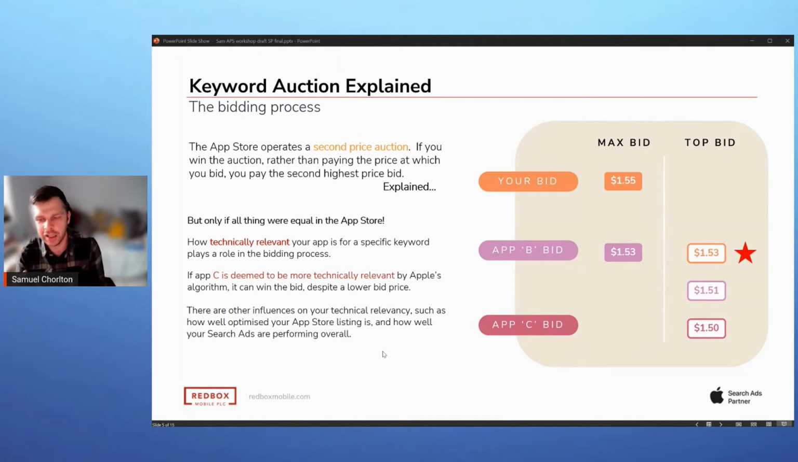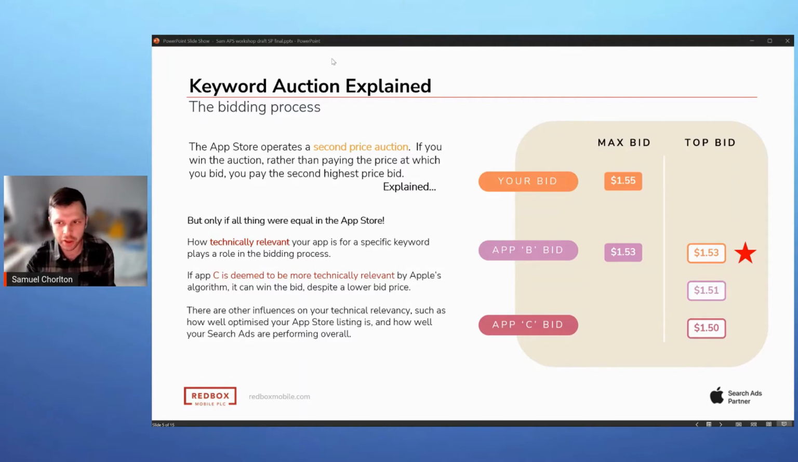So in the App Store, there is a second criterion, which is technical relevancy. Technical relevancy is all related to whether your app has a greater chance of being relevant to the user's search than somebody else's. And actually, this has a significant bearing on your likelihood of winning the auction. So it's not just down to who's willing to pay the most. That becomes an interesting facet that we have to account for.